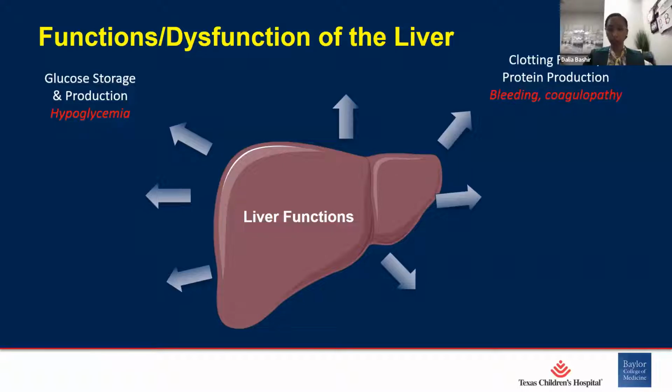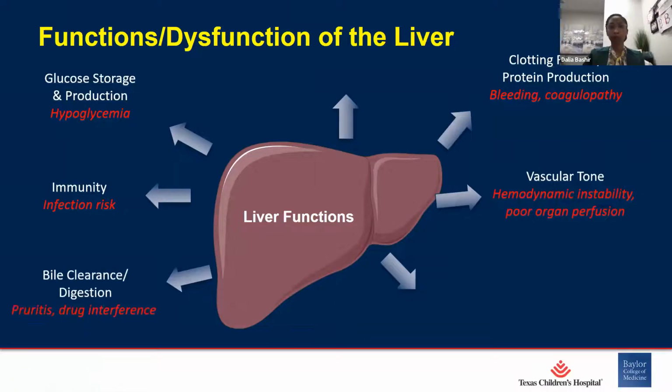And if you think about it, if any dysfunction occurs, we end up with hypoglycemia, clotting factor deficiency resulting in bleeding and coagulopathy, loss of immune function and infection risks. We lose vascular tone and have hemodynamic instability and poor organ perfusion. With bile clearance affected, we have pruritus and some interference with drug function. We have inability to clear toxins, hyperammonemia and hypercytokinemia, and all of this ultimately will lead to multiple organ dysfunction.